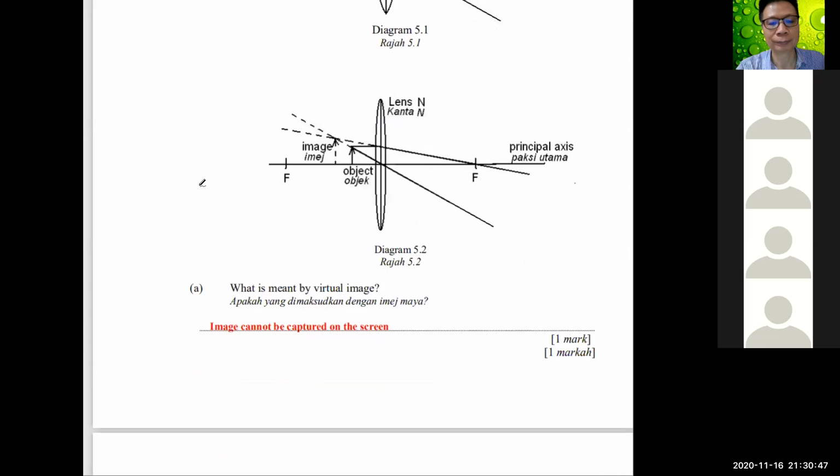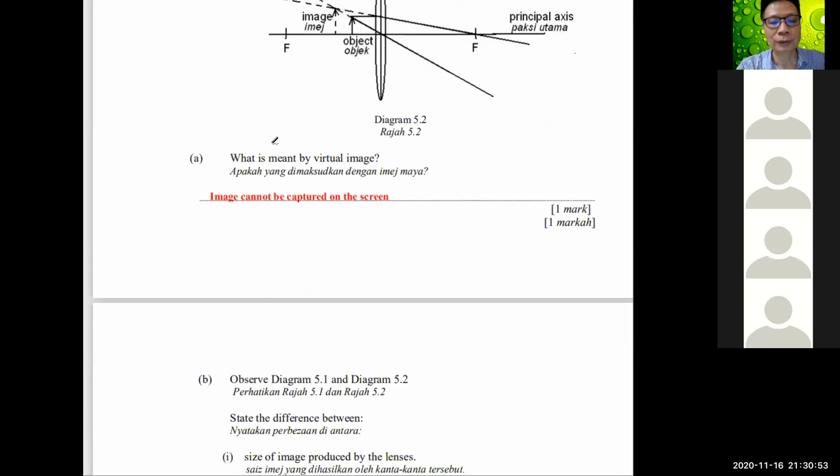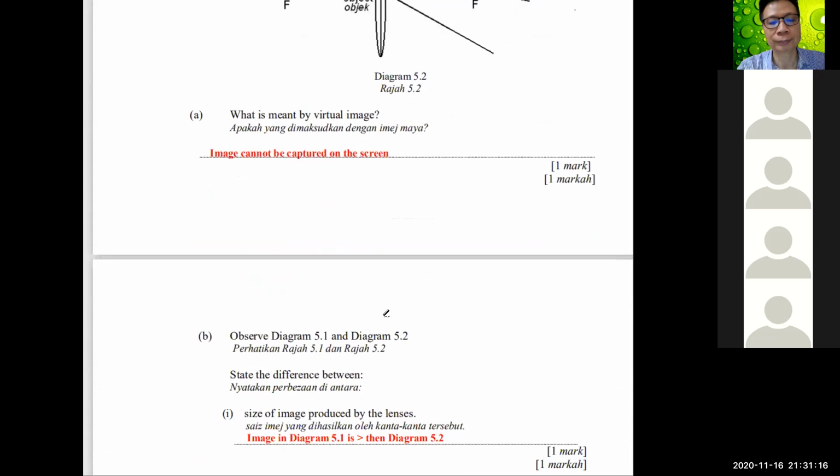All right, next. State the difference between the size of the image. You see carefully the size of the image. This one is small, this one is big, correct? So you know the answer already. This image is big, this image is small. So the image in 5.1 is bigger than in diagram 5.2. All these comparisons, you must get them right.